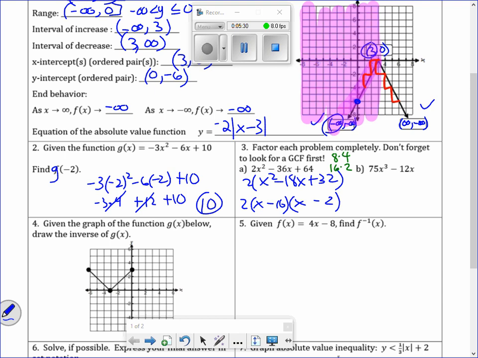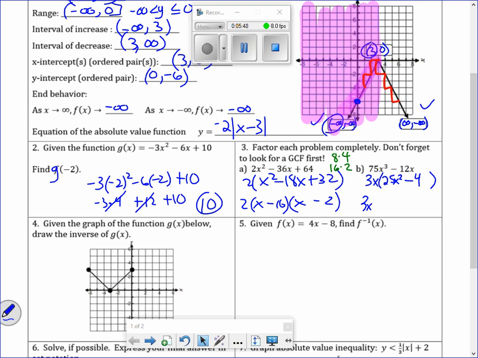On letter B, I do have another GCF. Both 75 and 12 divide by 3. So I'm going to pull a 3 out, and they both share an x. So I'm going to pull an x out as well. So 75 divided by 3 is 25. And now I only have x squared left, minus 12 divided by 3 is 4, and the x is already out front. So then I notice I have perfect squares.